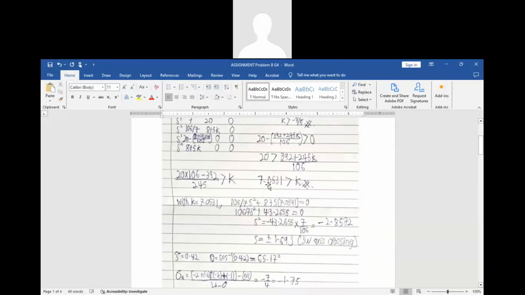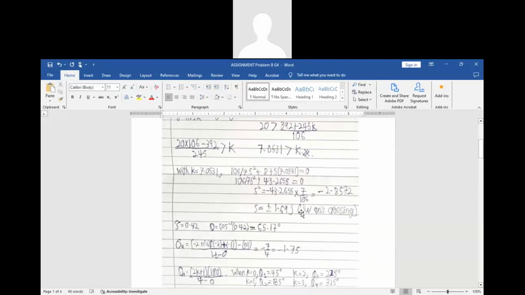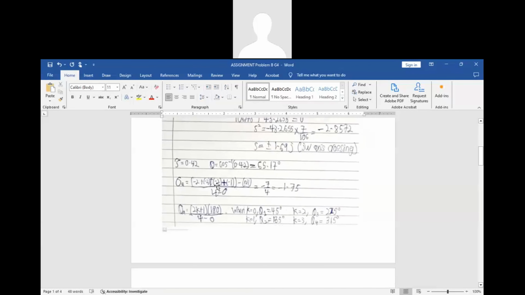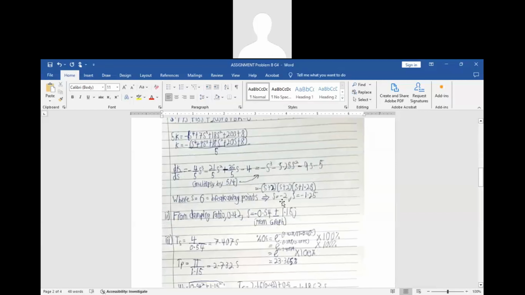Then from this value, we substitute into k based on this equation here, and then we can find the point in which the root locus crosses the j omega axis or imaginary axis. Then from there, we find the point of asymptote and the asymptote angles, and at the same time, we also find the breakaway points for the root locus.